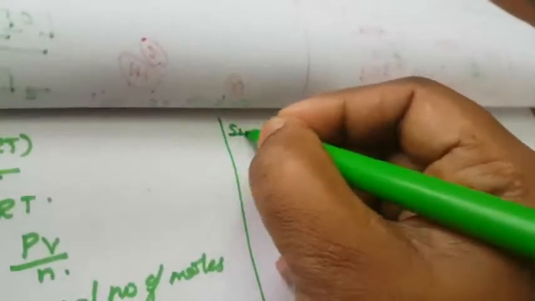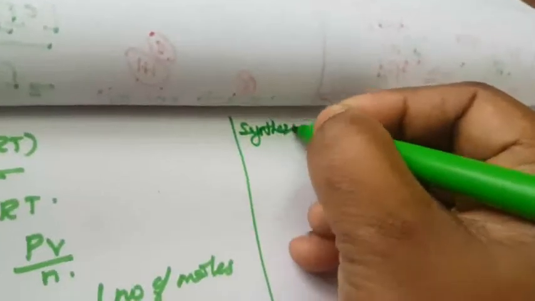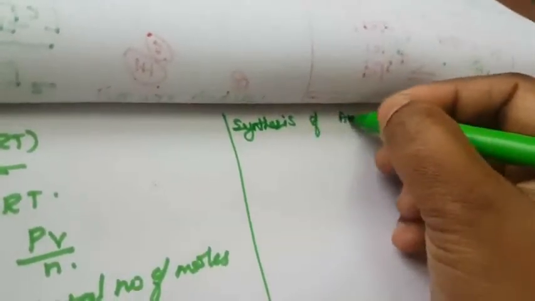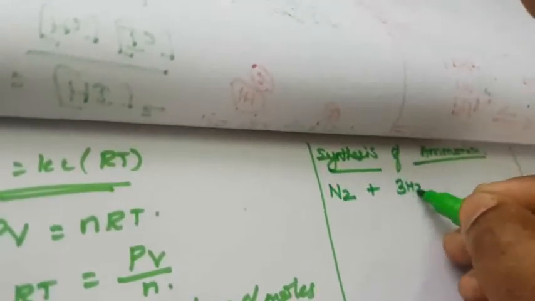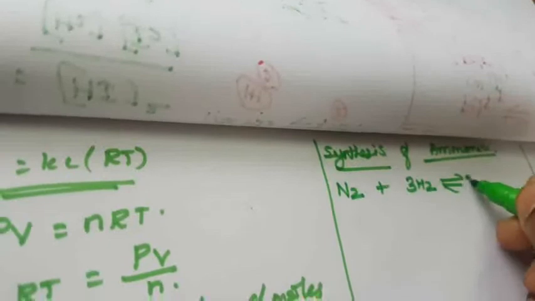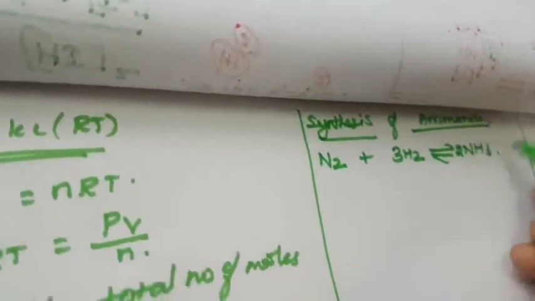Okay, next we are going to see the synthesis of ammonia. How to calculate the synthesis of ammonia? What is the formula? Again you derive Kp and Kc in the synthesis of ammonia. What is the equation? Nitrogen plus 3 molecules of hydrogen gives 2NH3, that is ammonia. Okay, so now again we are preparing this tabular column.